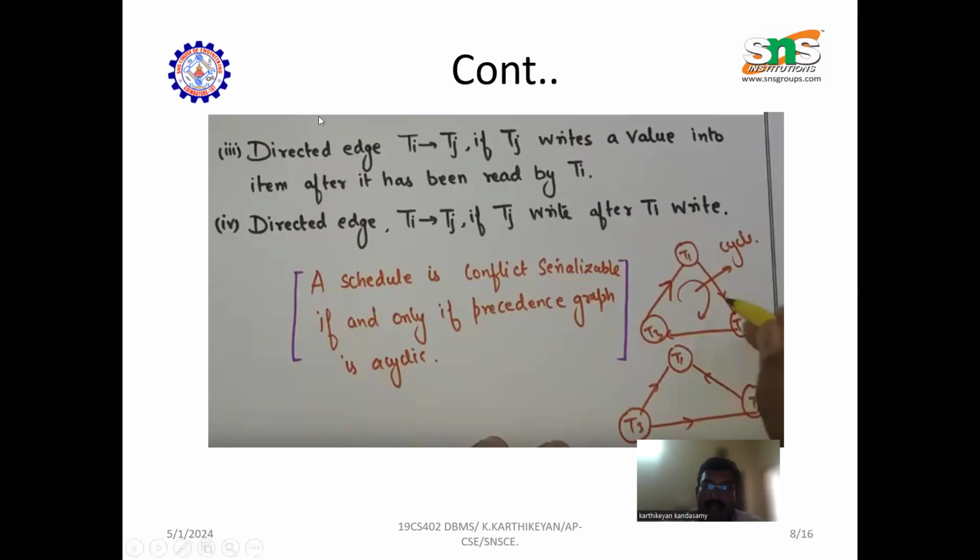So, for example, T1, T2, T3, T4. This is a cycle. Suppose there is a conflict here; if a cyclic form can be created, it is not conflict serializable. An acyclic form is called conflict serializable. If an acyclic form can be created, this method is available. There is no conflict. This is called conflict serializability.